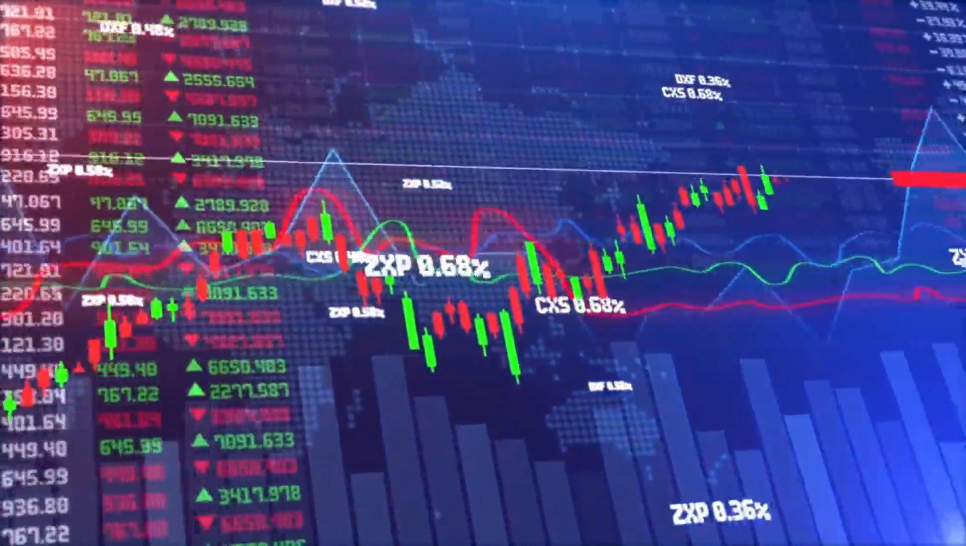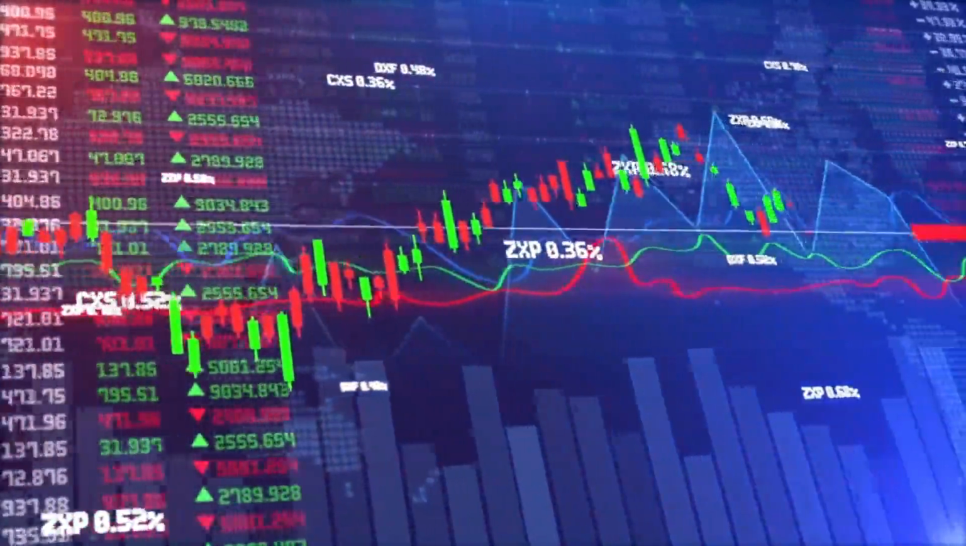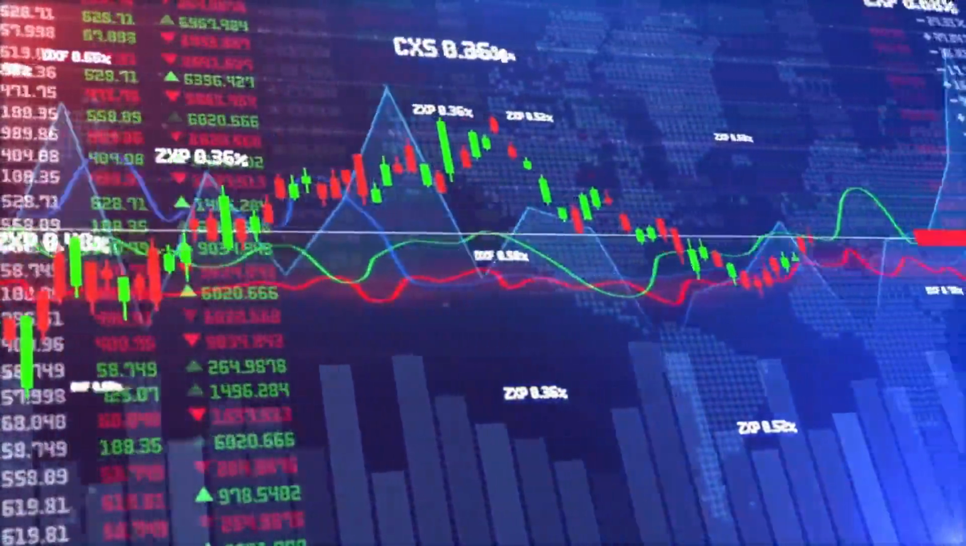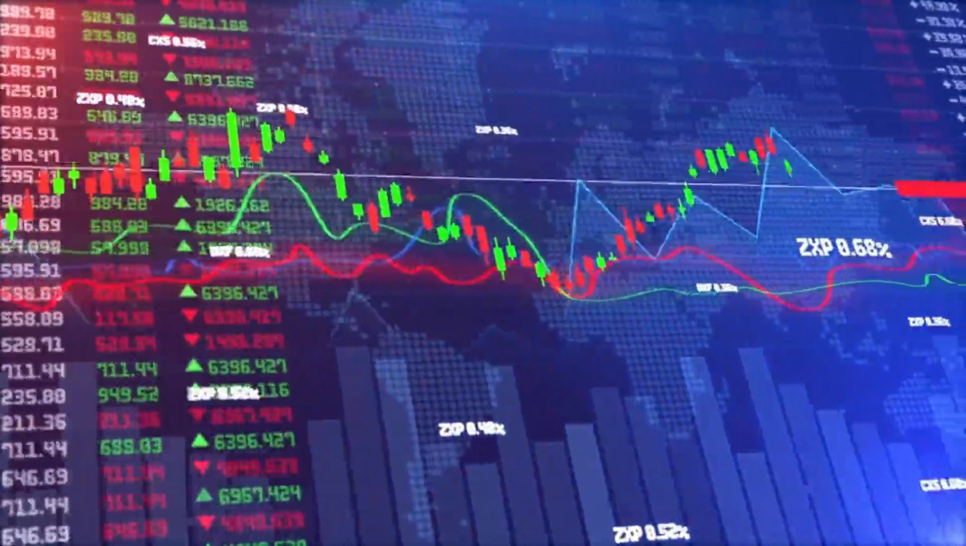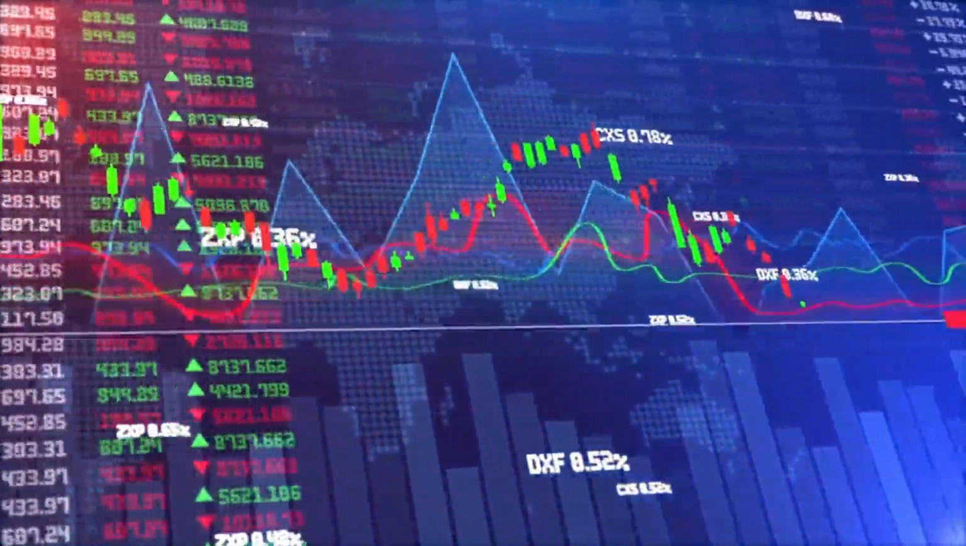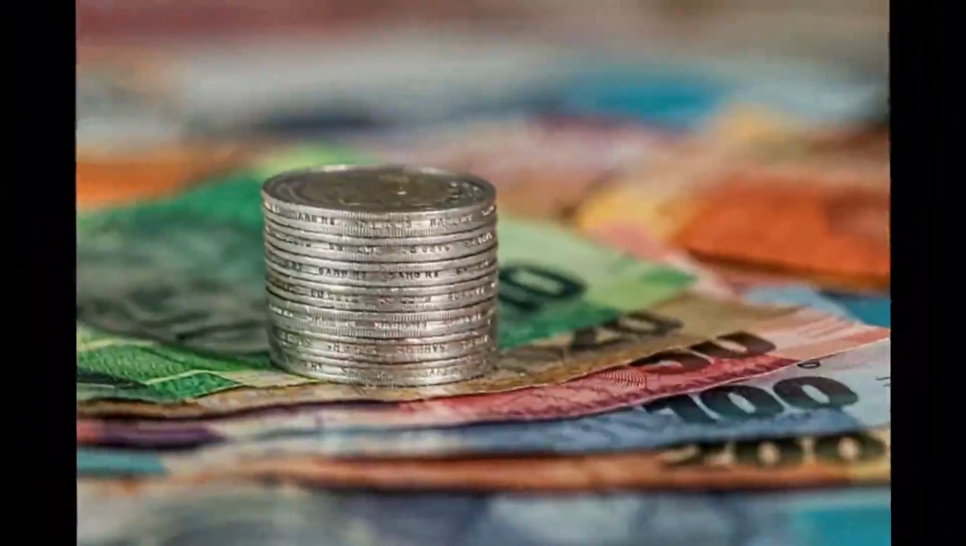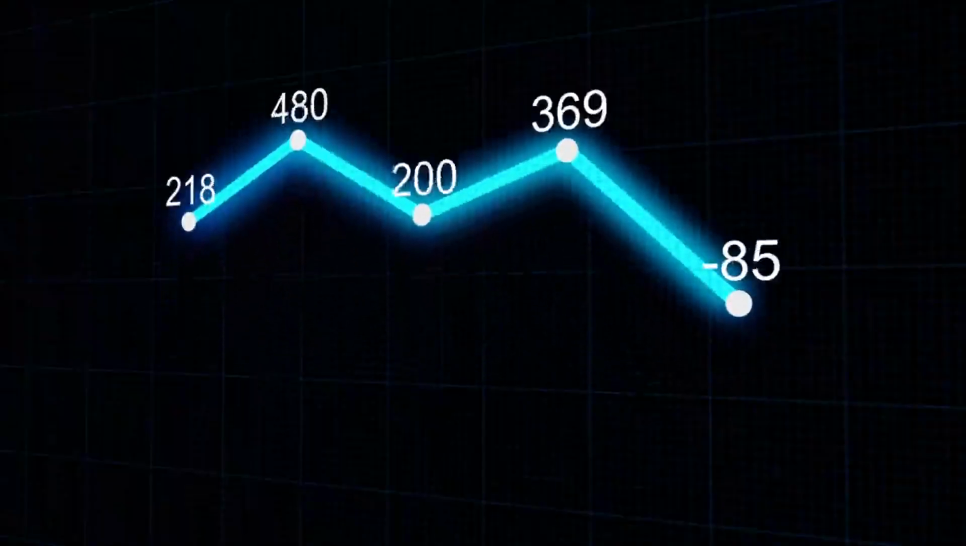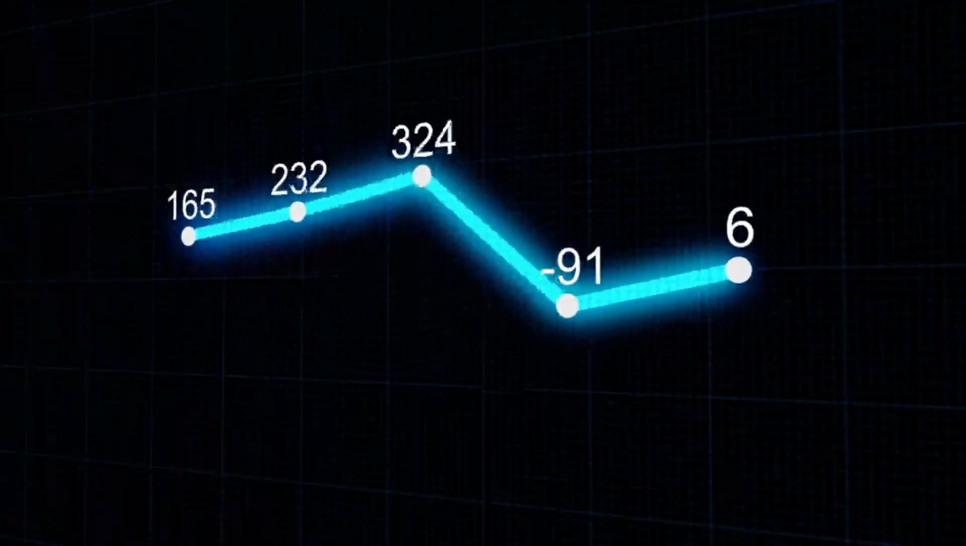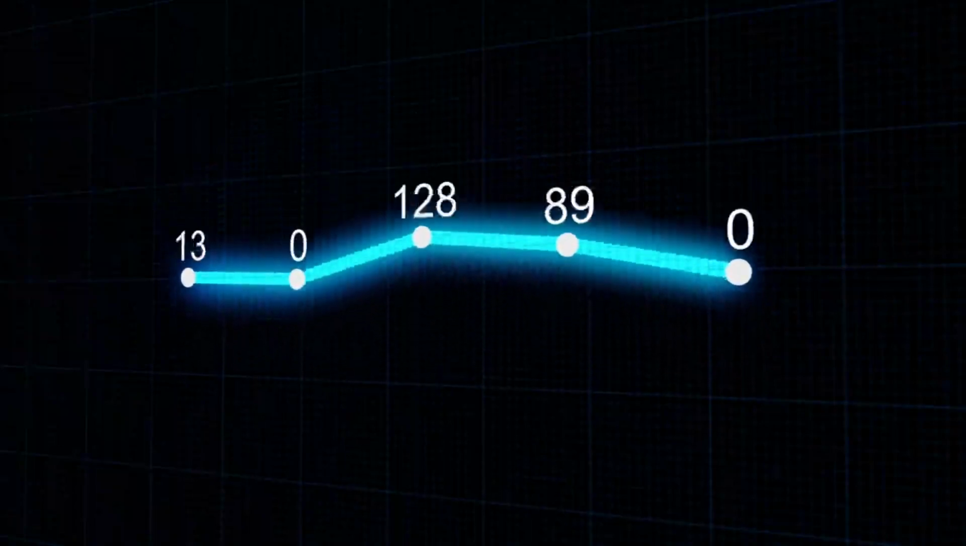It is important to allocate your investments based on your risk tolerance and investment goals. Diversification also helps to reduce the impact of market volatility on your portfolio. For example, if one asset class is performing poorly, other asset classes may be performing well, which can help to balance out your portfolio.